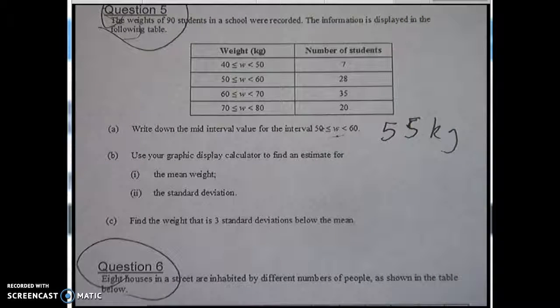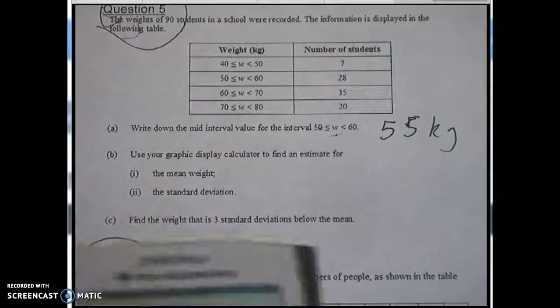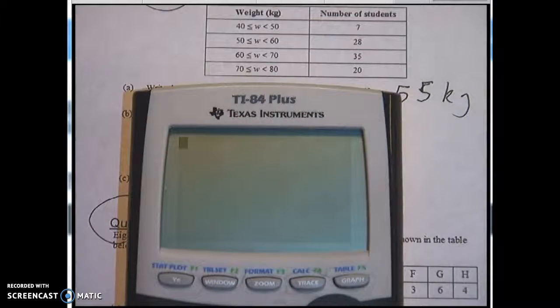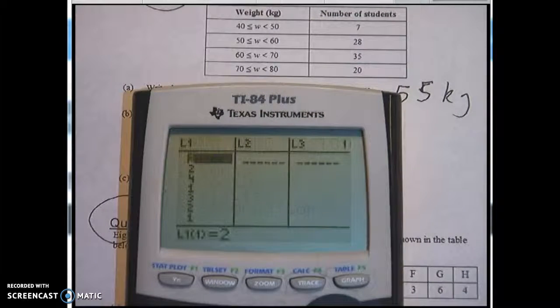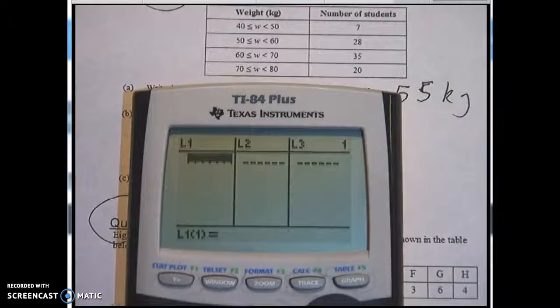Use your graphic display calculator to find an estimate for the mean and the standard deviation. So here's how we're going to find the mean and the standard deviation. You go Stat, Edit, clear out the lists if there's anything in there. Type in the mid-interval values into list 1. So 45, 55, 65, and 75.